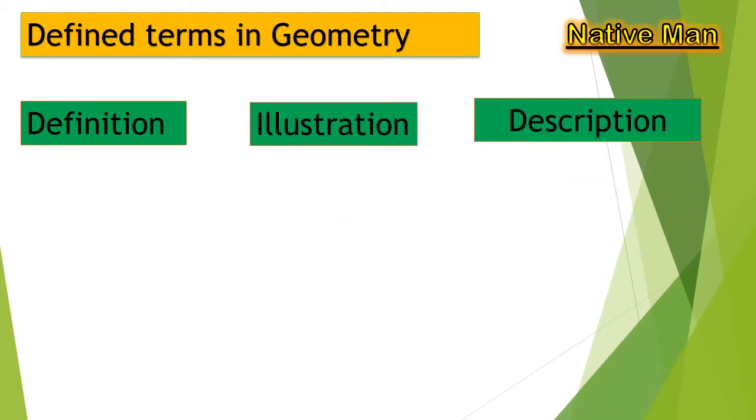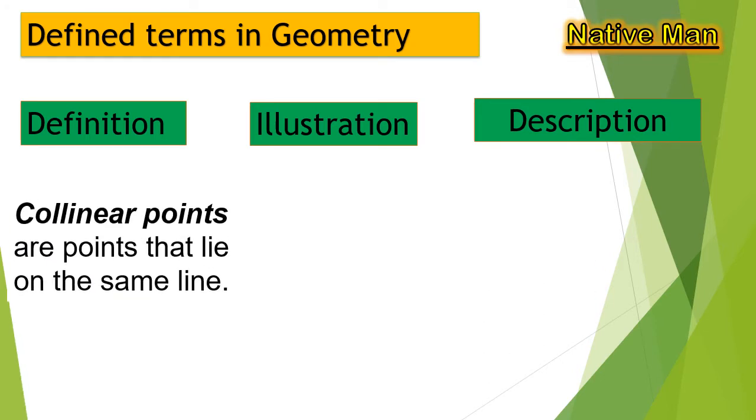Ano po? So, number 1, collinear points. So, ano po ba ang ibig sabihin ng collinear points? Collinear points are points that lie on the same line. So, yung say lie on the same line, dapat pag gumawa tayo ng line, yung points ay magfo-fall sa line. So, kapag hindi po nag-fall sa line yung points, ibig sabihin, hindi po collinear.